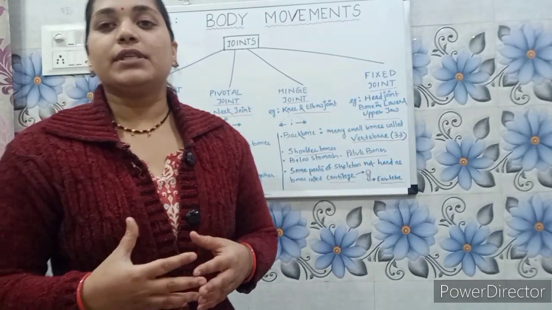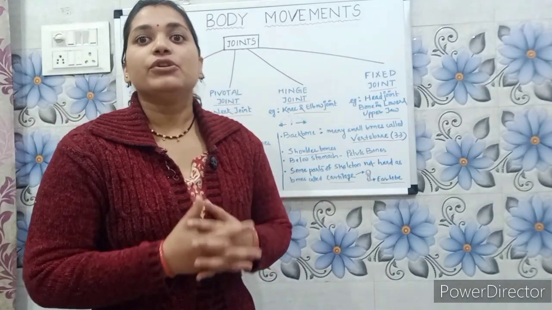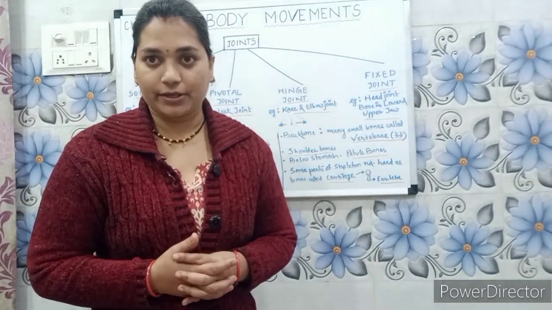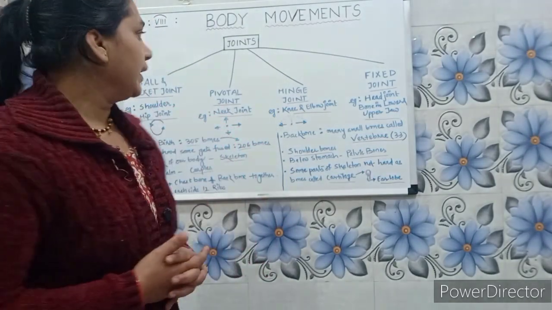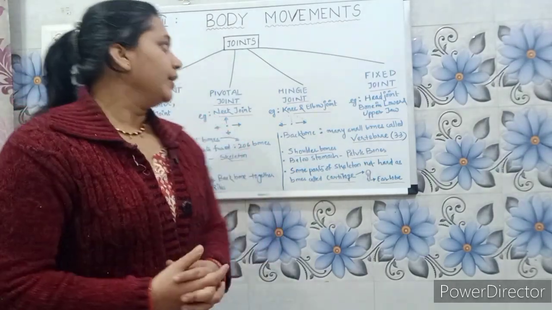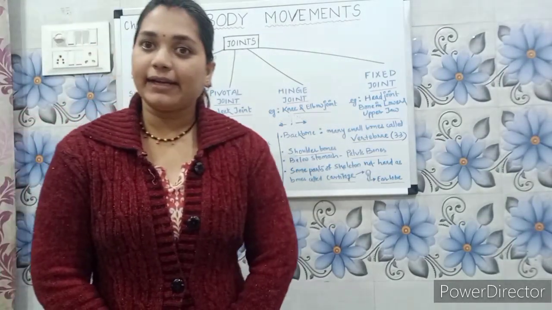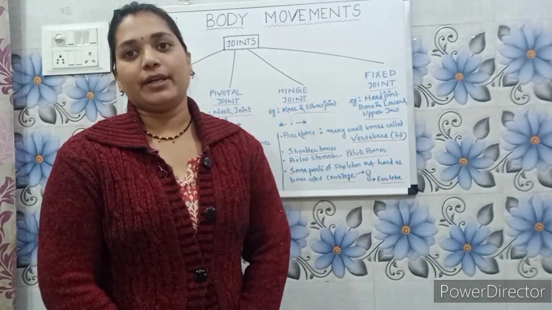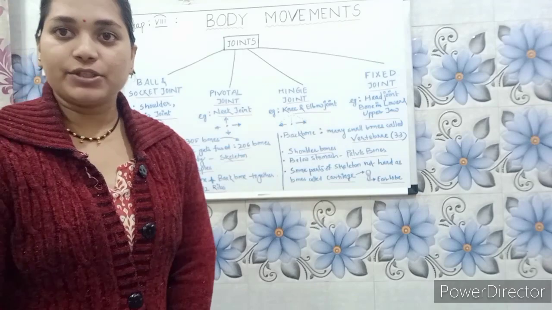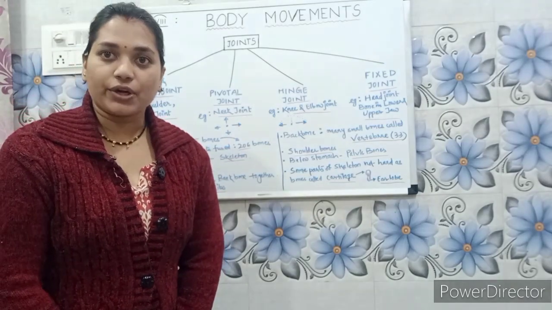Then comes the classification of joints, which means joints are generally classified into 4 types or 4 categories, you may say. The first one is the ball and socket joint, the second one is the pivotal joint, the third one is the hinge joint, and the last one is the fixed joint. First we will discuss the ball and socket joint.